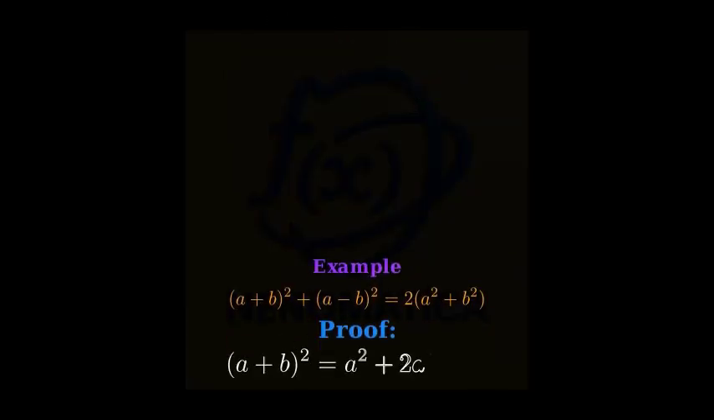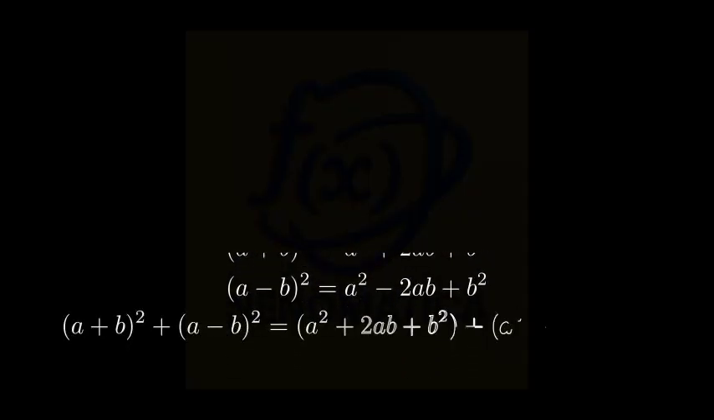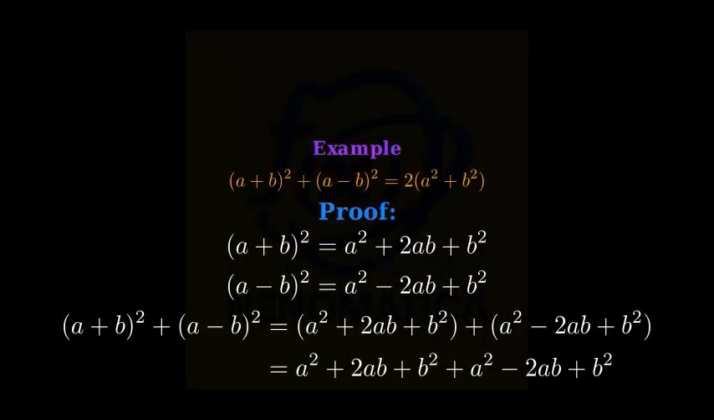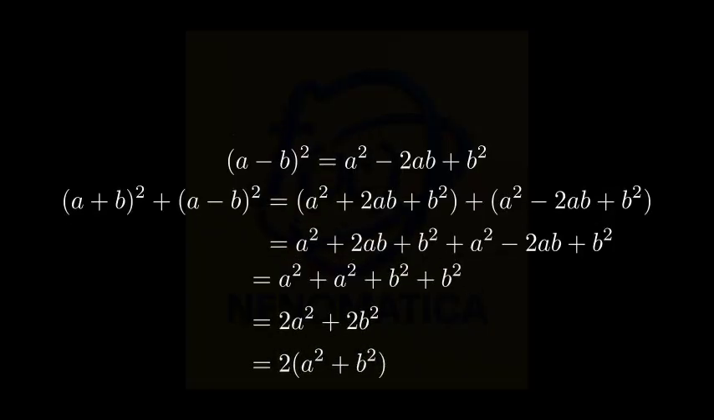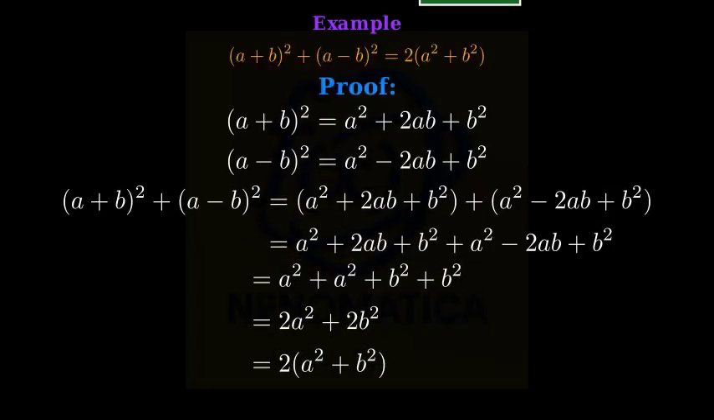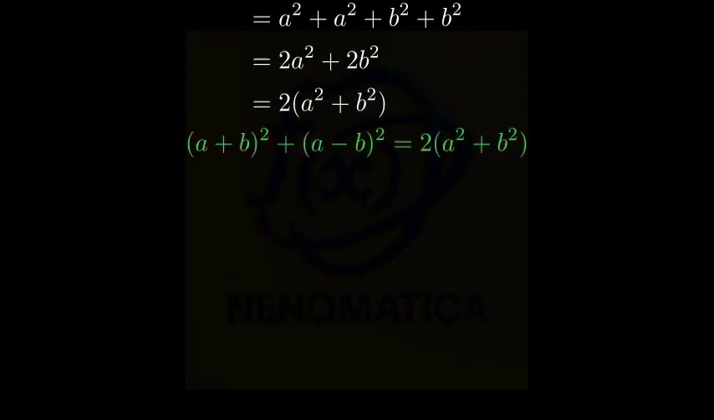We have a plus b squared equals a squared plus 2ab plus b squared, and a minus b squared equals a squared minus 2ab plus b squared. Adding these expansions together, we get a squared plus 2ab plus b squared plus a squared minus 2ab plus b squared. The 2ab and negative 2ab terms cancel each other out, leaving us with 2a squared plus 2b squared, which we can factor as 2 times the quantity a squared plus b squared. So the sum of a plus b squared plus a minus b squared equals 2 times a squared plus b squared.